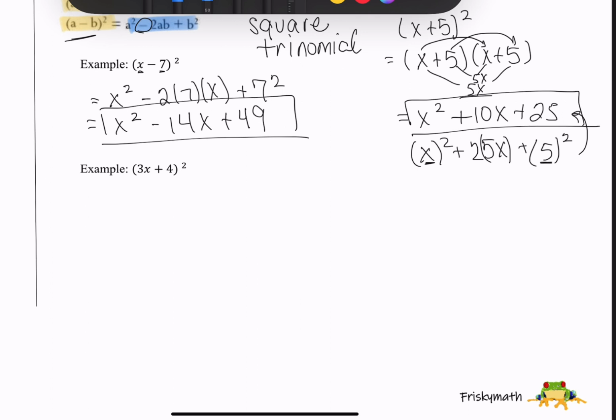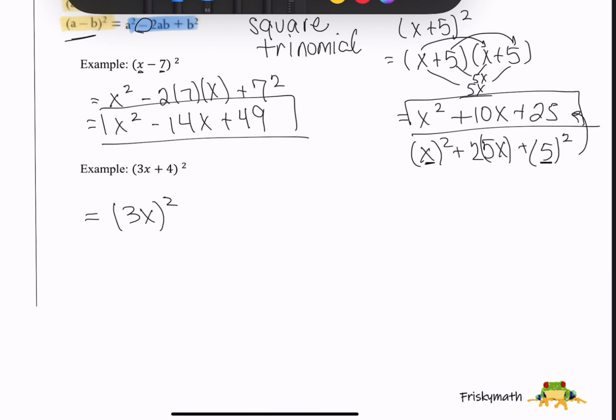All right, last example. Again, I have a binomial squared. In order to do this, we square our first term. Now, some of you guys will mess up on this. This is actually 3x that needs to be squared. We'll come back to that in a second.